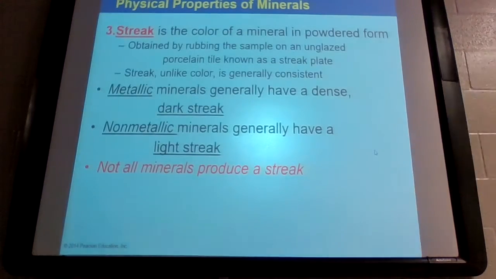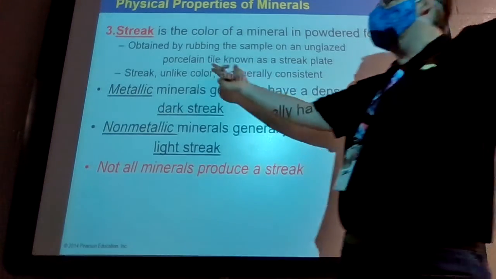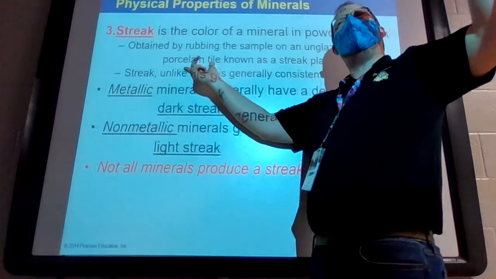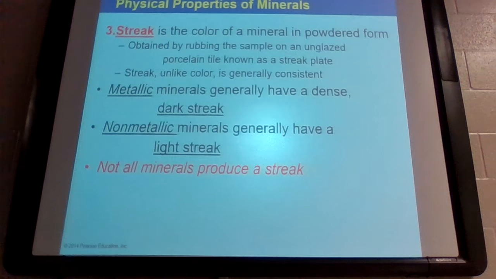So moving on to streak. Streak is a different type of color. Streak is the color of the mineral in powdered form. And so what we have here are called streak plates. These are little porcelain plates, a porcelain tile. It's pretty hard. It's like a 6.5 on the Mohs hardness scale. And what we do is we take the mineral and we scrape it along this plate.